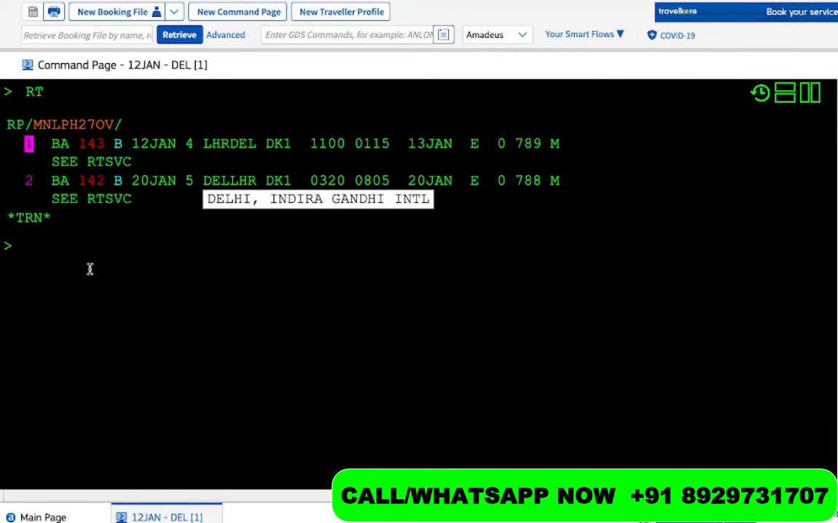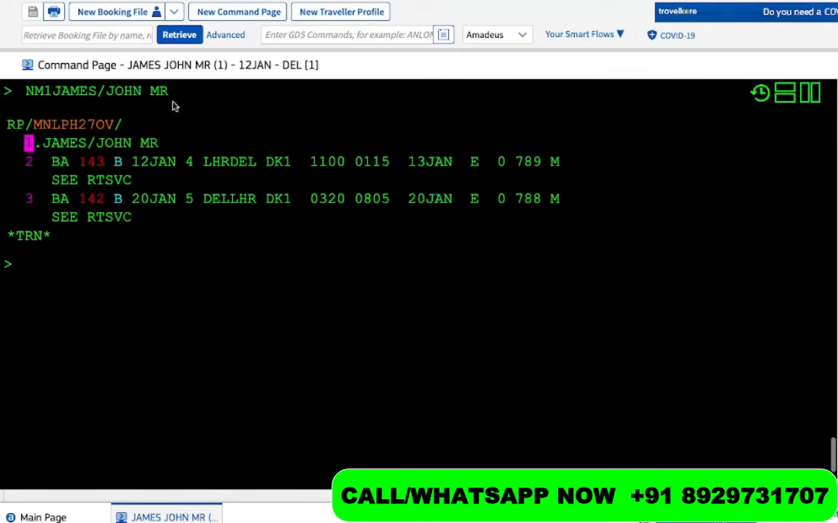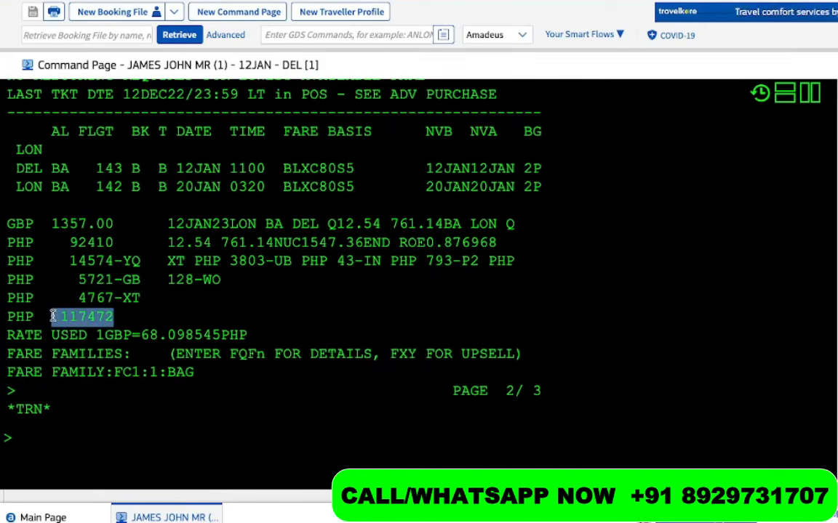So to save a price, you need to add a name first. So NM1, let's say James John, last name first and then first name, we give a space. Now the price that we want to book, FXR, is 117,472. Now if you want to save this price, you do FXP.